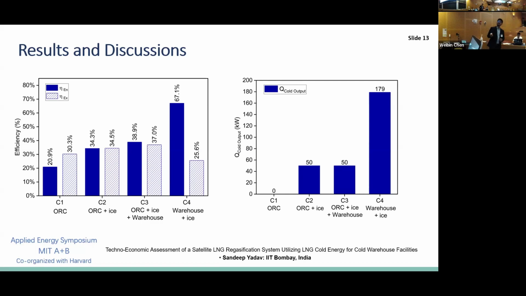So in case 3, when we divide that 50 megawatt of cold energy into two different applications, one for ice as well as the cold warehouse, we can increase that efficiency to 38.9%. Finally, in case 4, when we are not using ORCs and are directly using LNG as a cold energy source, we can increase the system's efficiency to around 67%, and we can generate around 179 kilowatt of cold directly.